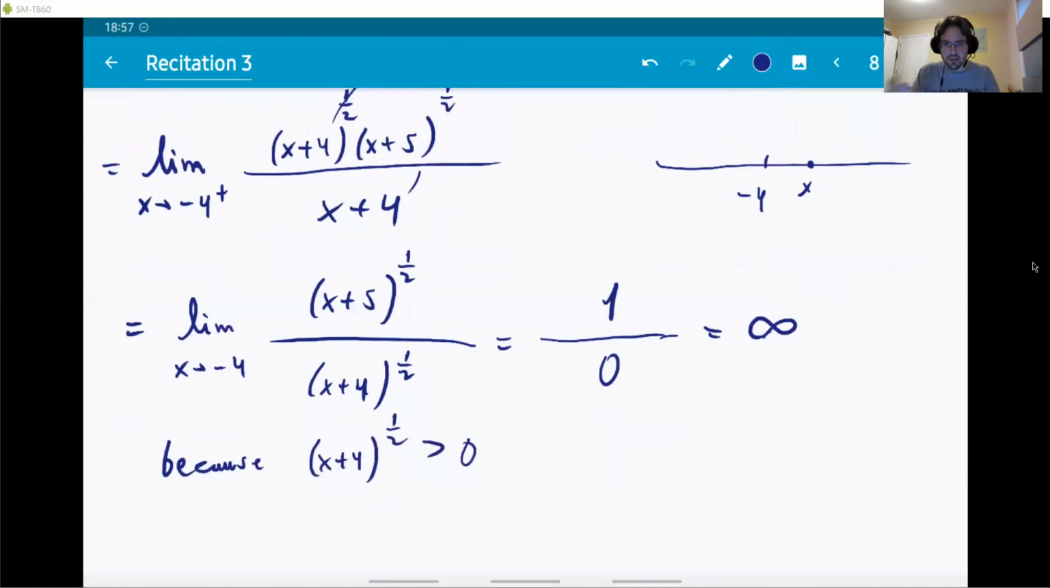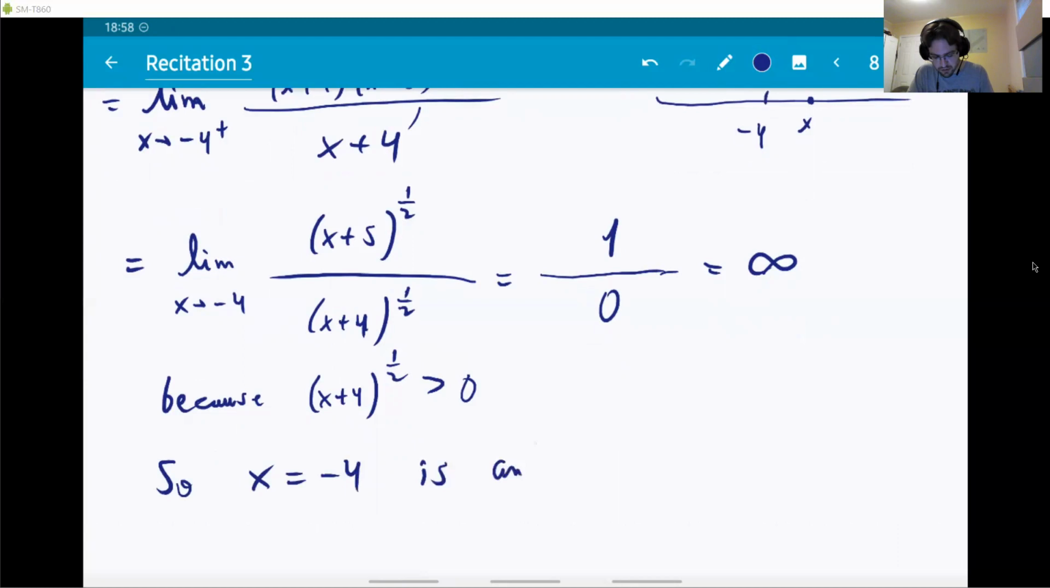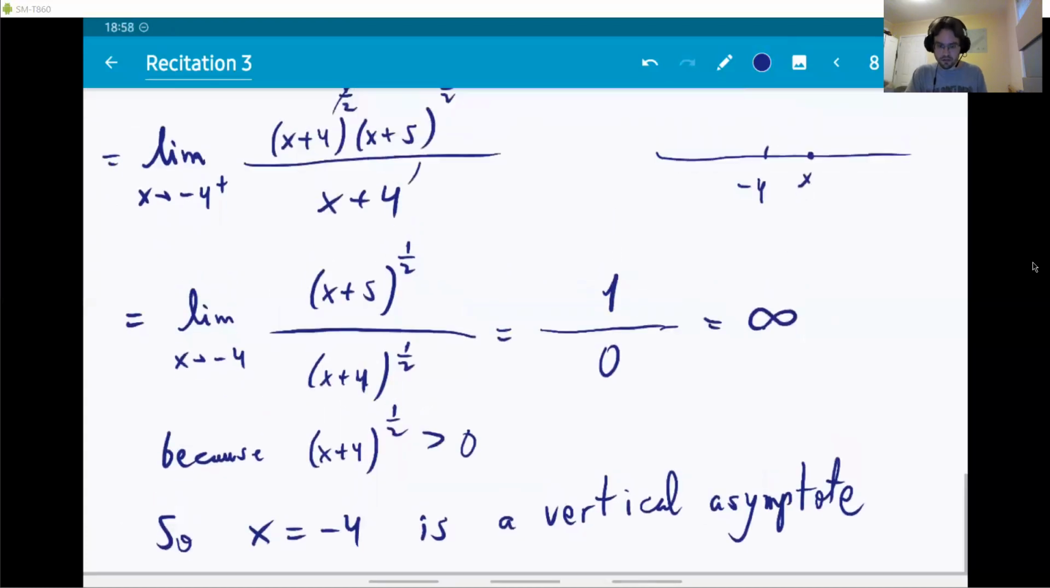But this question was actually just asking about vertical asymptotes. We don't really care to find either plus or minus here. I mean, it's important to find the correct answer, but as soon as we recognize it's an infinity value, you know that will be an asymptote. So x equals -4 is a vertical asymptote. The only one, actually.